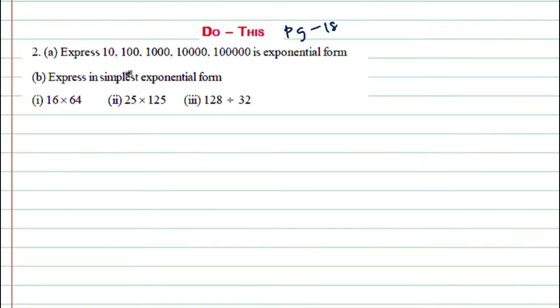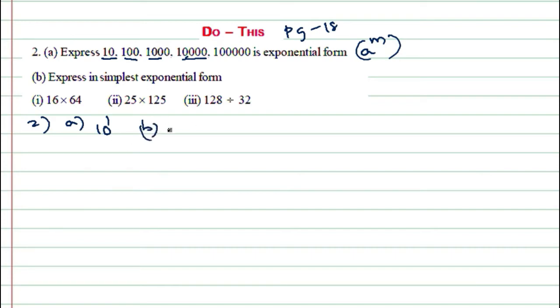So in the second bit, same as before. Express 10, 100, 1000, 10,000 and 1 lakh in exponential form. So the second one, part A, answer: 10. We are writing the exponential form. Exponential power means a to the power of m formula. So we can write 10 power 1.